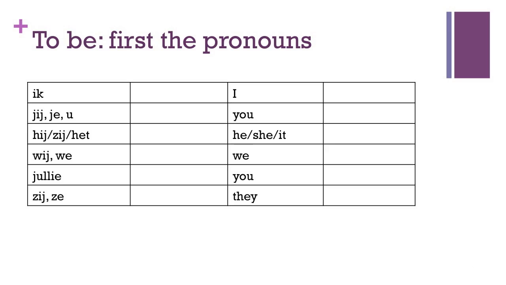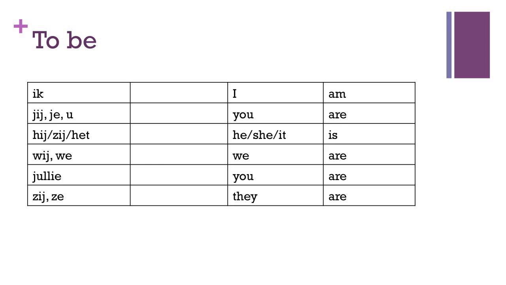Let's fill in the forms of the verb to be now, both in English and in Dutch. The infinitive, above in the slide, is zijn, to be. It's also the plural form. So, let's read the conjugation. Ik ben, jij, je or u bent, hij, zij or het is, wij or we zijn, jullie zijn, zij or ze zijn.